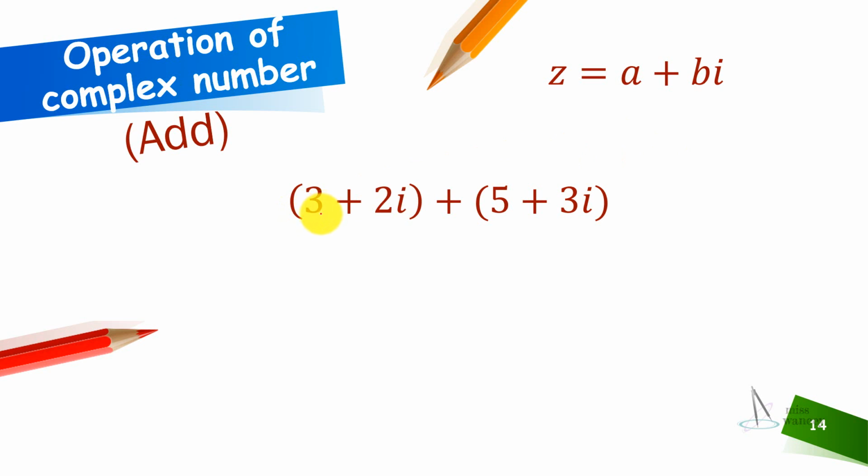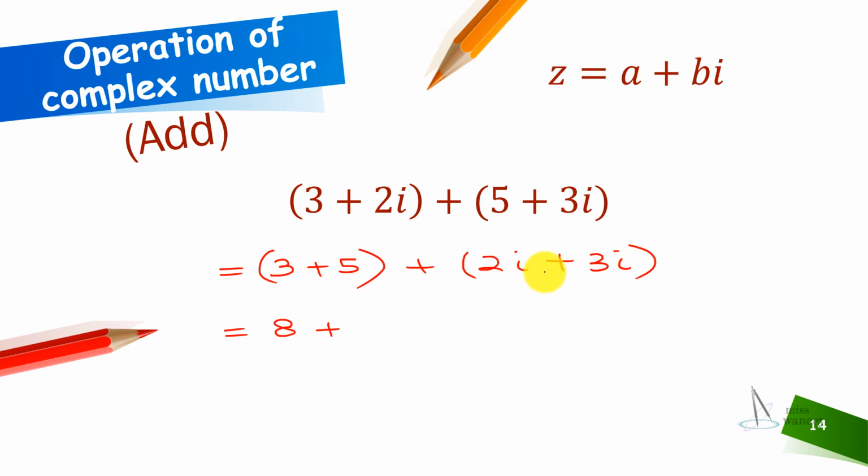So for example, if let's say we have 3 plus 2i plus 5 plus 3i, so we have to collect like terms. Those with i, those without the i, we're going to add them together. So adding the real part, 3 plus 5, and then plus 2i plus 3i. So real part with real part, imaginary part with imaginary part. Okay, so 3 plus 5 is 8, plus 2i plus 3i, so this is 5i. So that is how we do an addition.